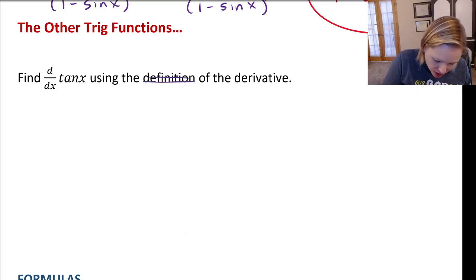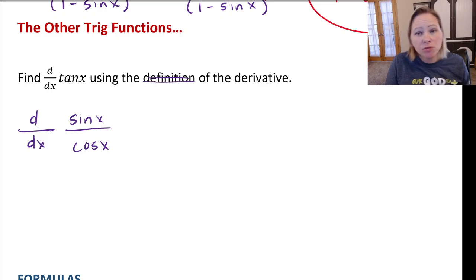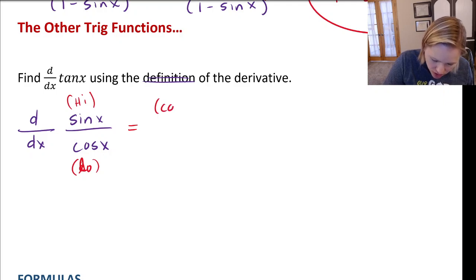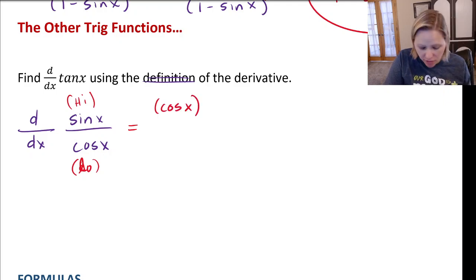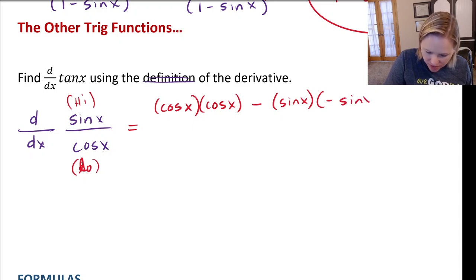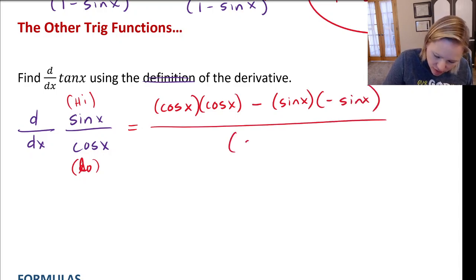I'm going to rewrite the tangent using a different trig identity: sine of x over cosine of x. And then I'm going to use the quotient formula. So this is high and this is low, right? So high and low. So here we go. Low d high, so cosine of x, that's low. And then the derivative of sine is cosine. Minus high d low, right? Sine of x. The derivative of cosine is negative sine of x. All over low squared.